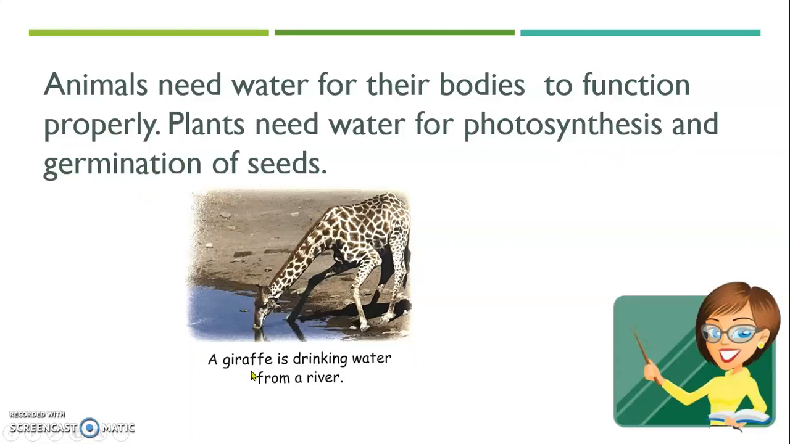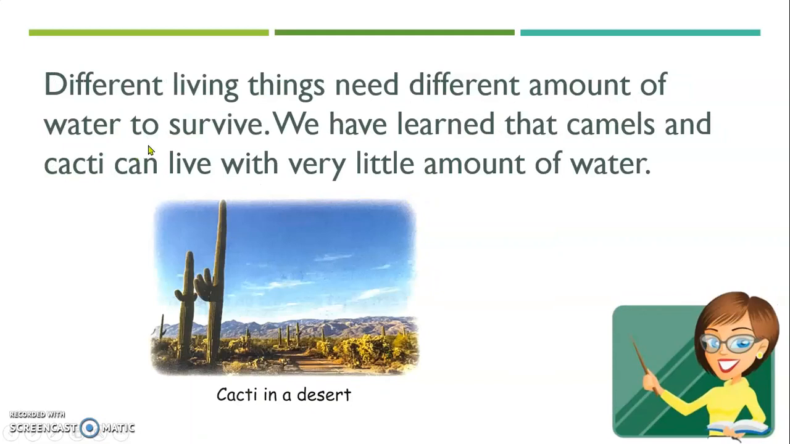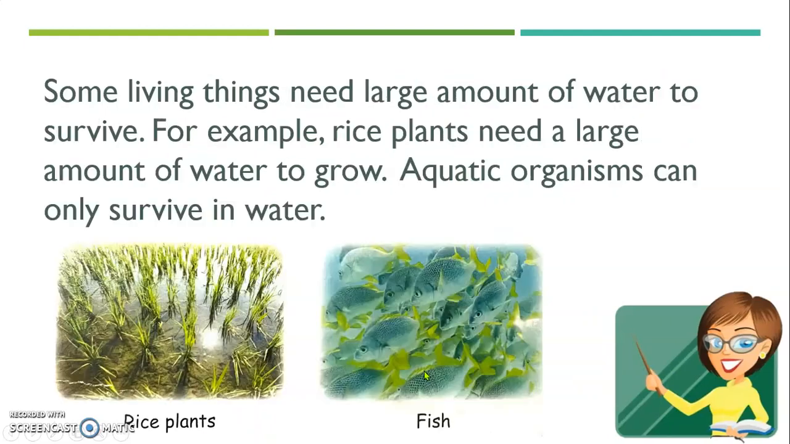So look, a giraffe is drinking water from a river. Different living things need different amounts of water to survive. We have learned that camels and cacti can live with a very small amount of water. So in this picture, cacti in a desert.